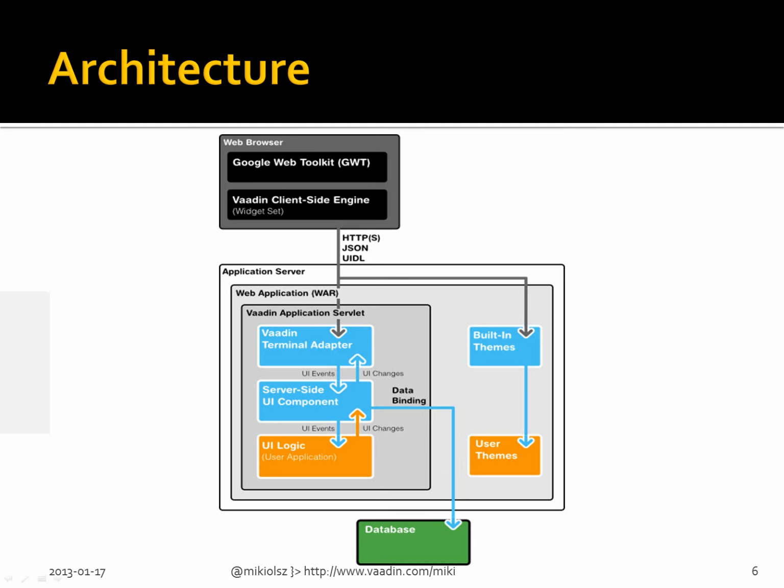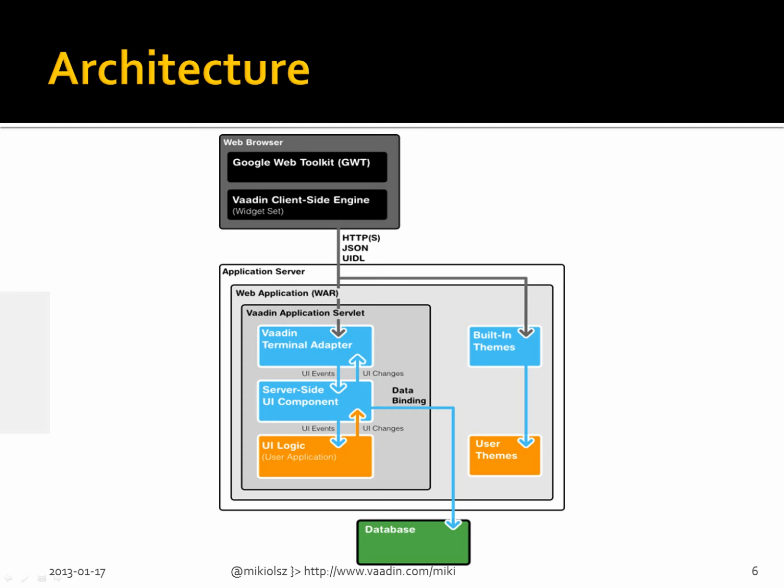This is the architecture of Vaadin. There is this 3-tier presentation, application and storage. So the storage is at the bottom, is the database. The presentation is the top, is the web browser. So we have Vaadin client-side engine and Google Web Toolkit running in the browser. And then everything that you see in the middle is the application logic and the framework itself.